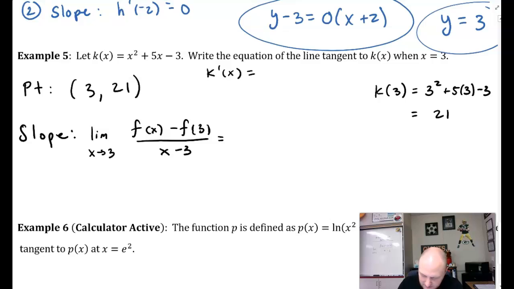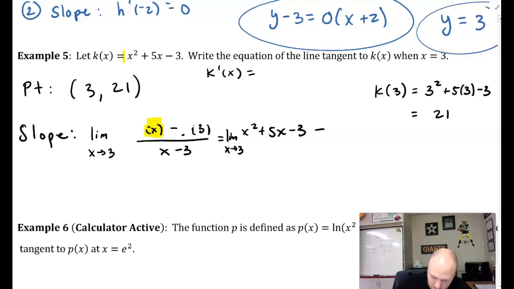Okay, so f of x, what's f of x? x squared plus 5x minus 3. There's f of x. Oh, and you know what? I gotta include my limit. The limit as x approaches 3. Okay, minus, and I'm going to highlight this just so you can see. I'm substituting in f of x. Oh, you know, it's not f of x, it's k of x. So k of x, here's k of x. I'm just substituting that right here.